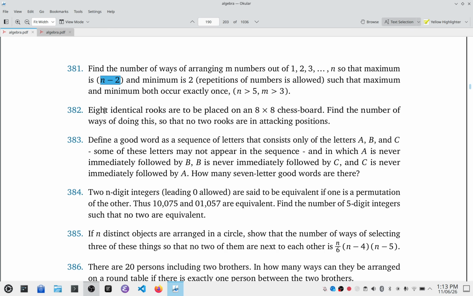Question 382 says that 8 identical rooks are to be placed on an 8 by 8 chessboard. Find the number of ways of doing this so that no 2 rooks are in attacking position. Now to solve this problem you need to know how chess works, and if you don't know, you should learn how to play chess, because in your exams or in the course there can be questions on chessboard problems or topics. You don't need to learn a lot, just basic stuff, how the pieces move, that is all that is needed.